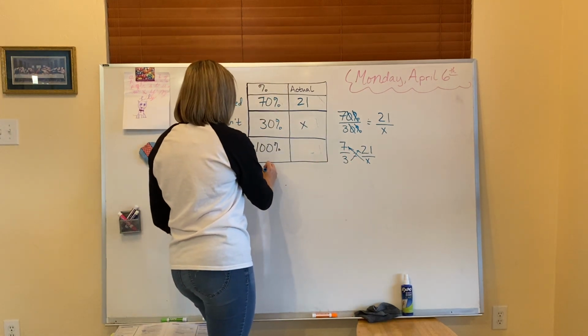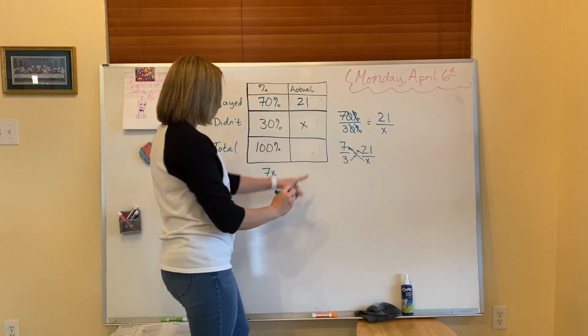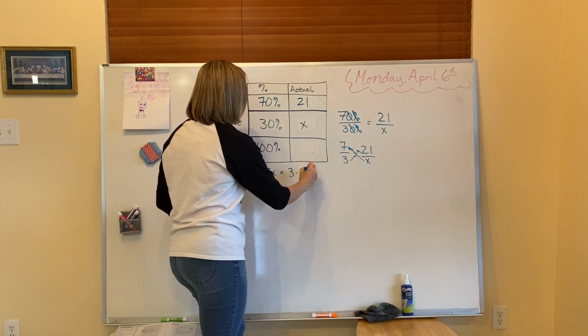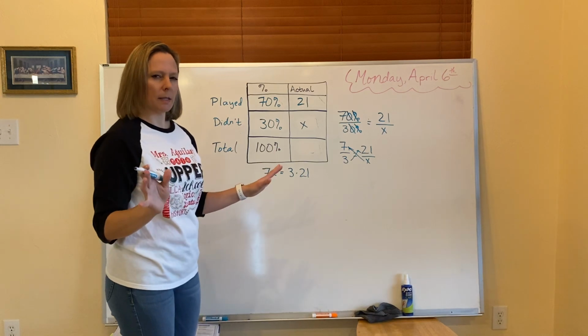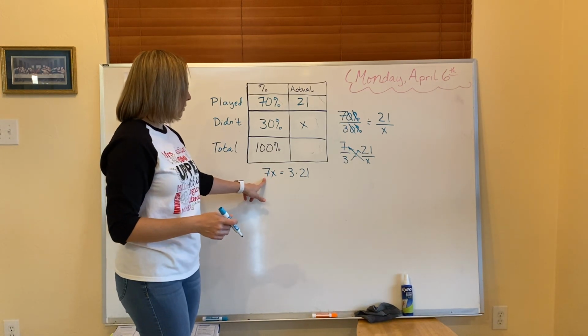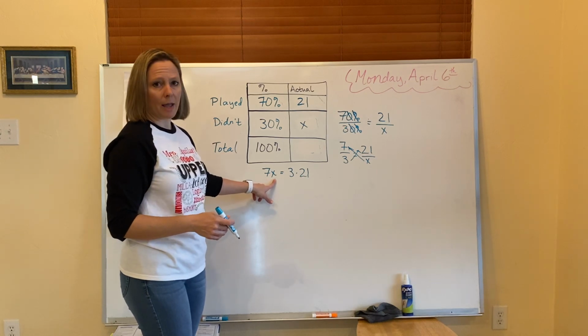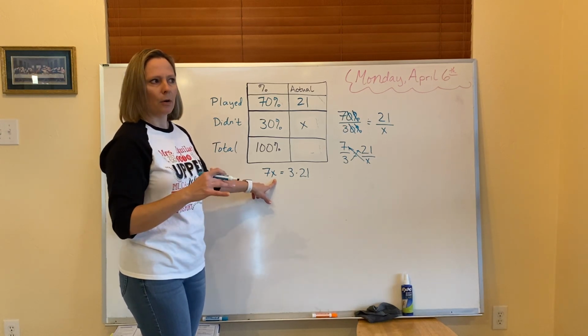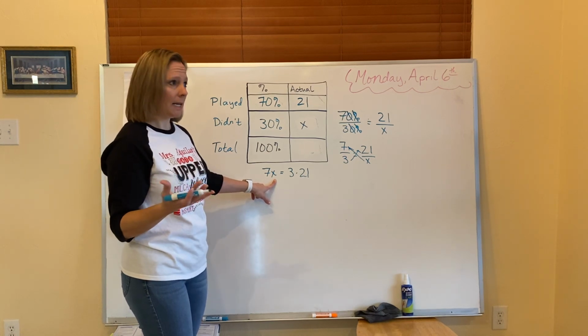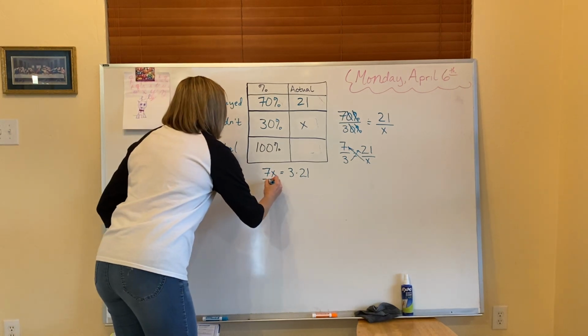I'm going to move over here. 7X is equal to 3 times 21. Let's leave it the way it is. I think we can reduce this in a minute. So when we are multiplying 7 times our X and we're solving for X, we do what in order to find X? We divide each side by 7.